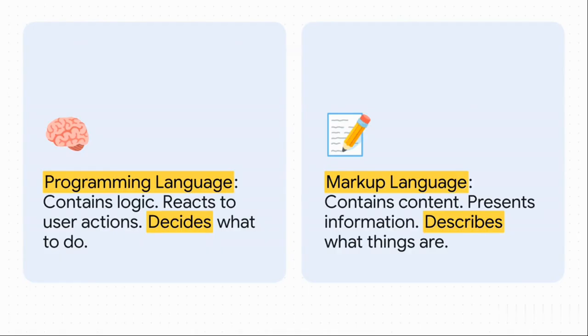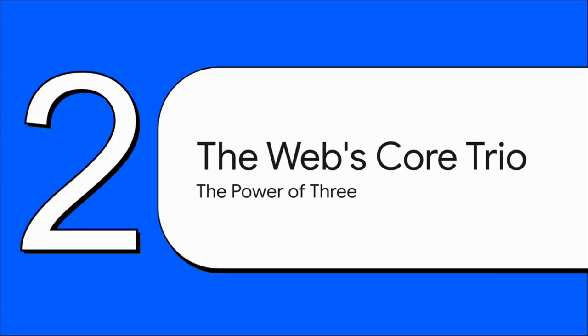A programming language has logic, right? It makes decisions. You click a button and something happens. That's programming. But a markup language, like HTML, is totally different. It's all about presentation. It doesn't decide what to do. It just describes what things are. It's like pointing at something and saying, hey, this is a heading, or that's a paragraph, or this thing right here is a link.